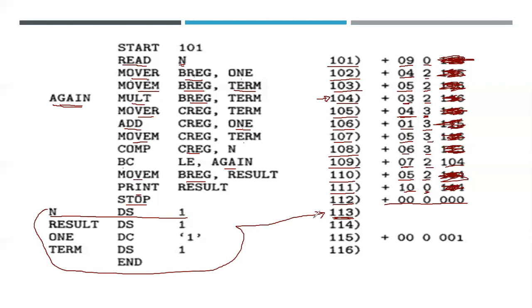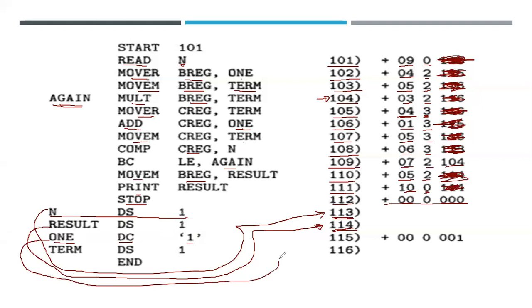Now next instruction address is 114. Result DS 1. Result declare storage 1 means give 1 space to the result. So result's address is 114. Then 1 DC 1, so declare constant. Value of constant is 1, name of constant is 1. So 1's address is 115.